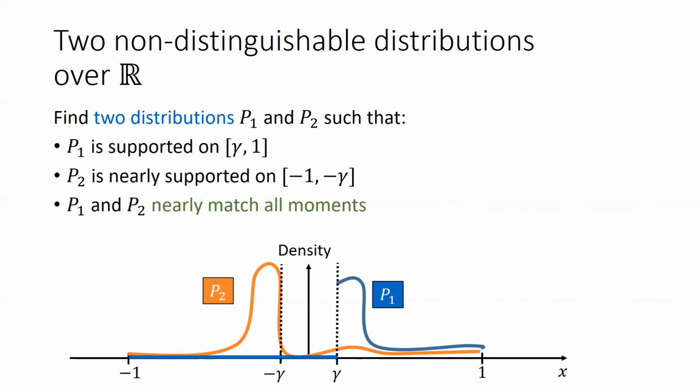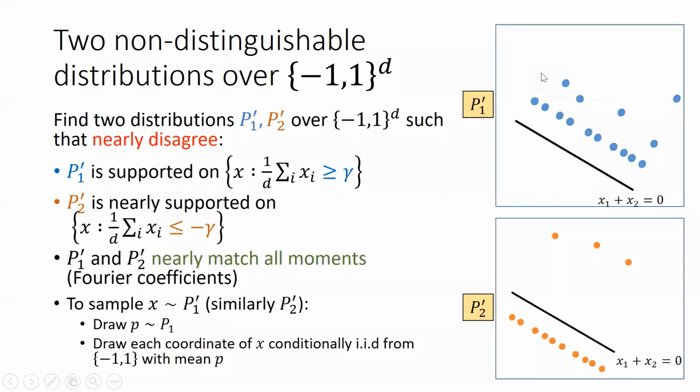And in order to find them, we will apply a theorem from what is called the classical moment problem. And this relies on finding orthogonal polynomials. And I just wanted to say that in order to give some buzzwords, but I'll skip the details here. Okay, and next we will lift the two distributions over the reals into distributions over the hypercube, obtaining two distributions with the following properties.